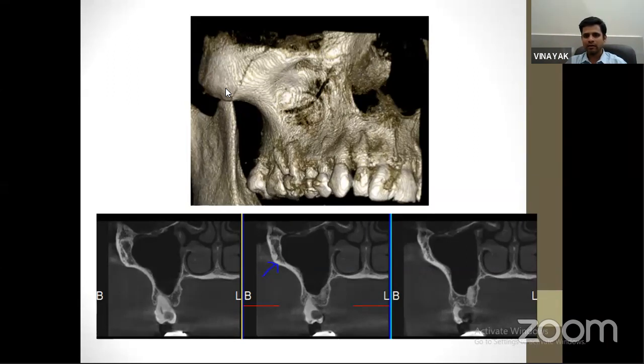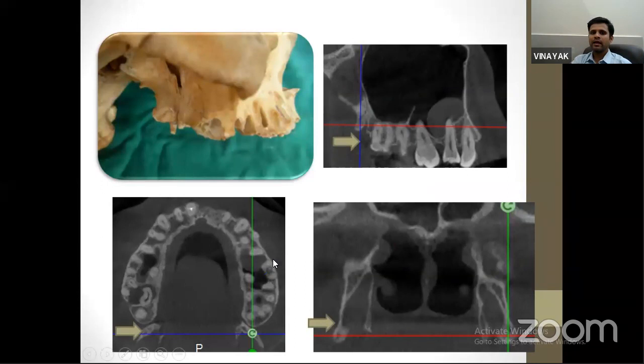So this is one landmark, and another landmark are your pterygoid plates, right? So there are two pterygoid plates, medial pterygoid plates and lateral pterygoid plates, and they are posterior to your third molar. So they are important when you do pterygoid implants, where you come from buccal and engage either the medial pterygoid plate or in between the two plates.